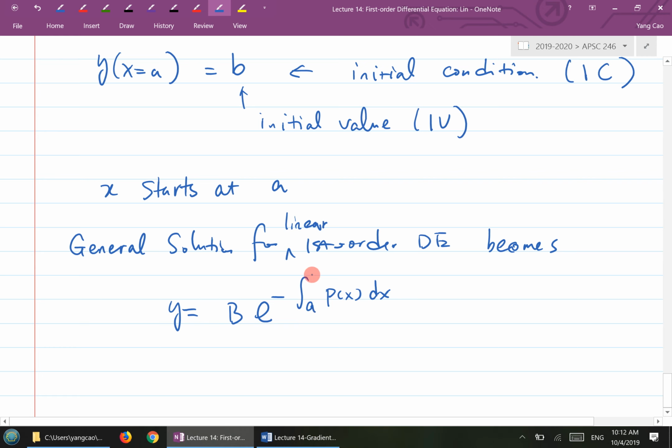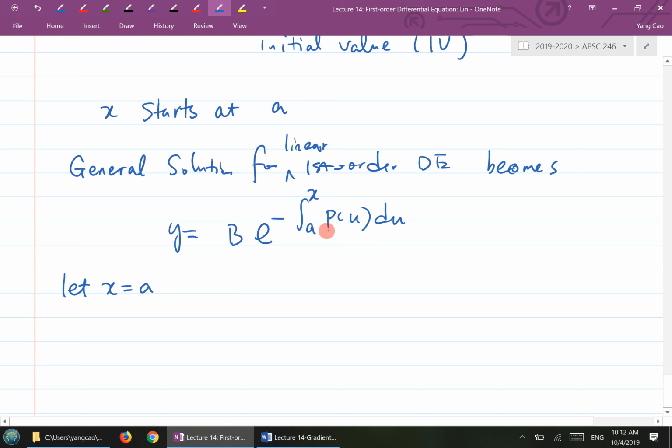So your immediate reaction: I got so many x's here, doesn't look right. So instead of writing this as x now, we will write this as a dummy variable. Let's say any dummy variable. You can use u or tau, anything else. So this way you have a general solution, given an initial condition x equal to a. Now, why this one works: if x starts at a, then you will plug in x equal to a here. So your y, you're looking for is what's the y value when x equal to a.